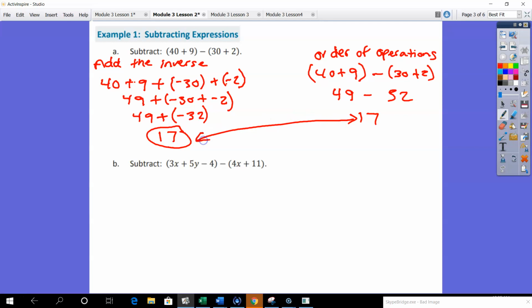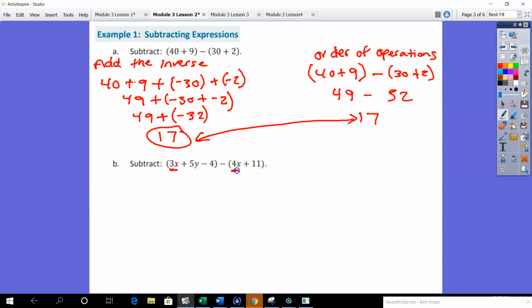Okay, so they are equivalent. Now, you might say, okay, order of operations, that was a whole lot more steps than we had to do for the other part. However, when we get to part B where we have a variable in there, that's where it's going to become important to us. Because you can't combine the things that are in the parentheses. You can't do 4x plus 11 and call that 15x. They're not like terms. You can't combine them. But we do have some like terms over here.